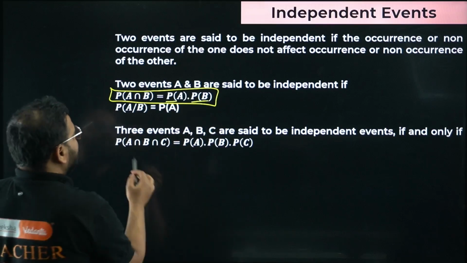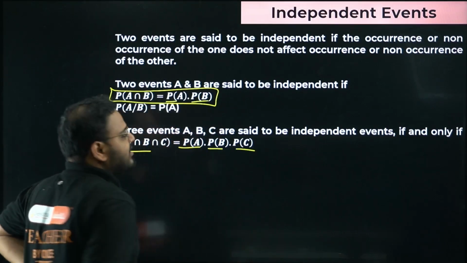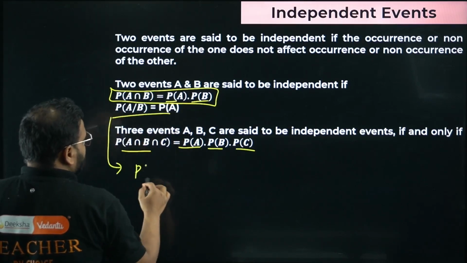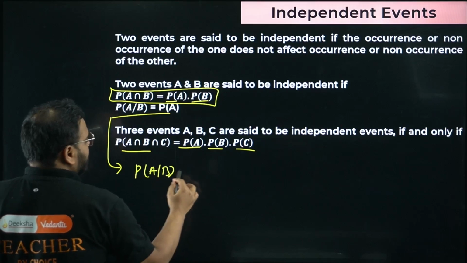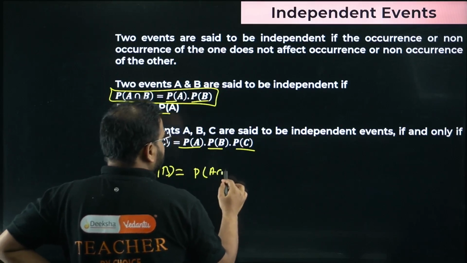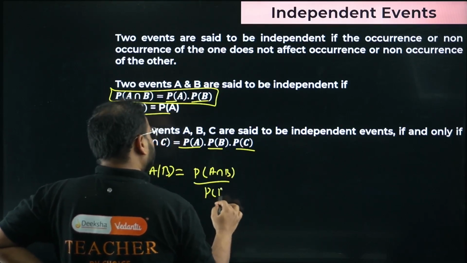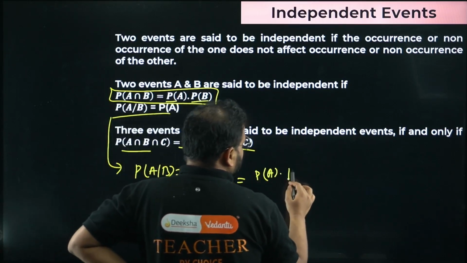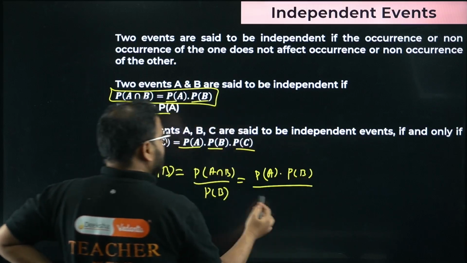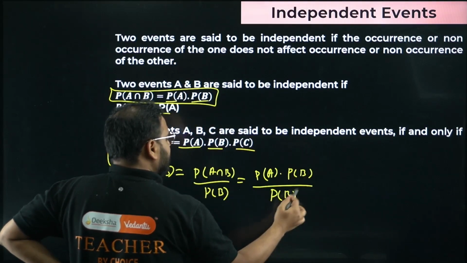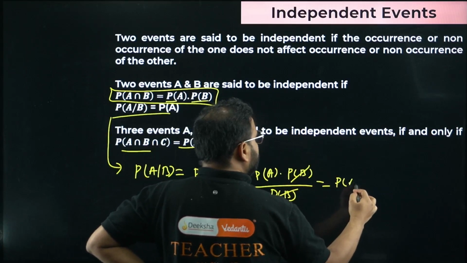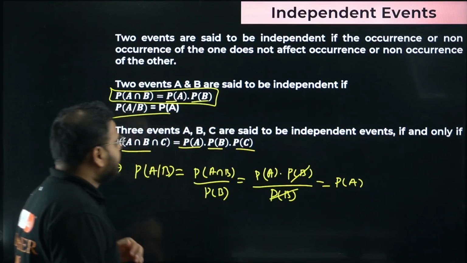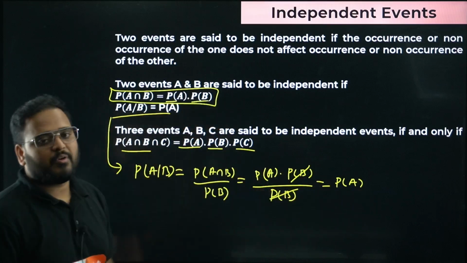If I take three events, I get the same thing: P(A), P(B), P(C) multiplied. How do we get this? I told you we have this condition: P(A|B) will be P(A intersection B) upon, of course, P(B), which will lead to P(A) times P(B) divided by P(B). P(B) cancels. What do I get now? Simply P(A). Is that clear? Please check. Same thing over here.